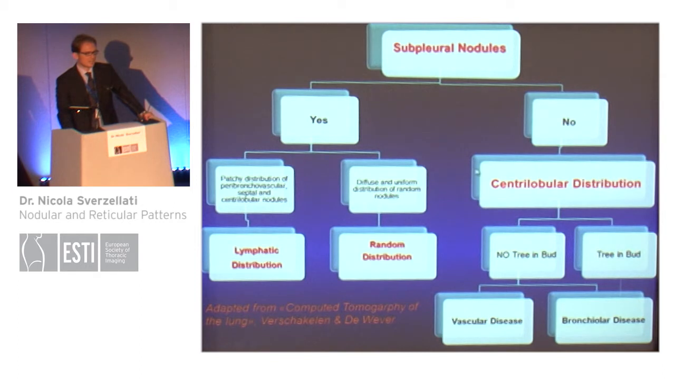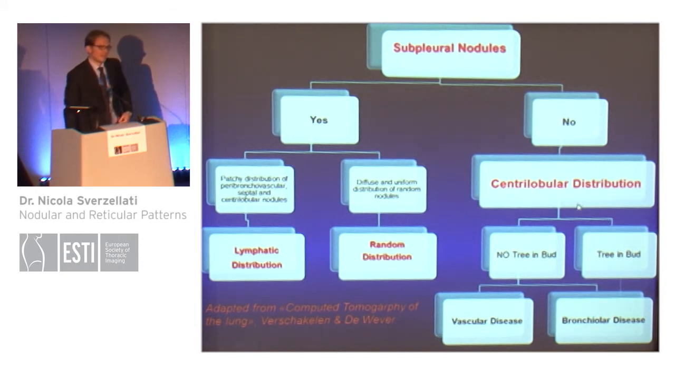We should first ask ourselves if the nodules are subpleural. If not, then the nodules can be classified as centrilobular. And if these centrilobular nodules show a tree-in-bud configuration, then we should first consider bronchial disorders. And at the top of the list, we should first rule out bronchial infection.